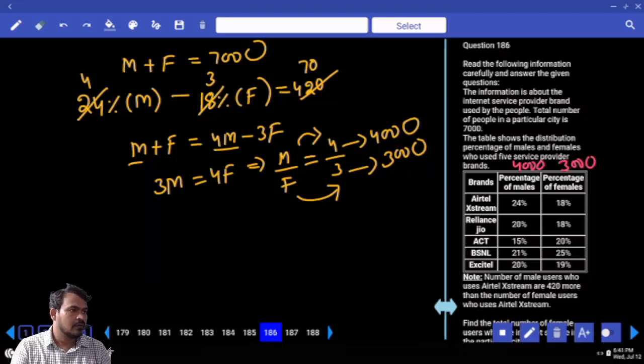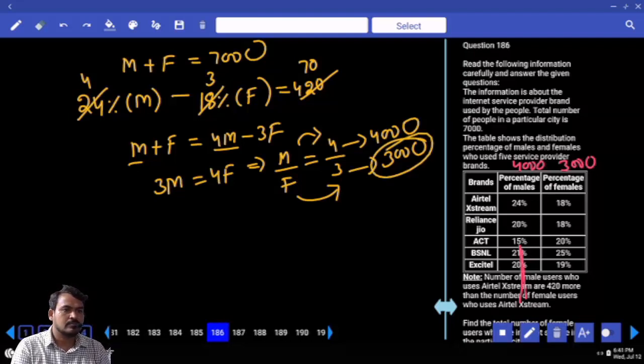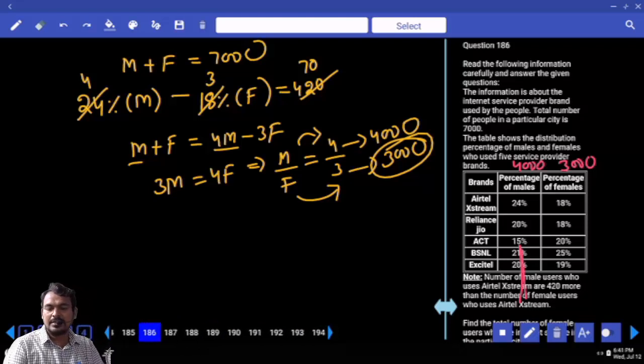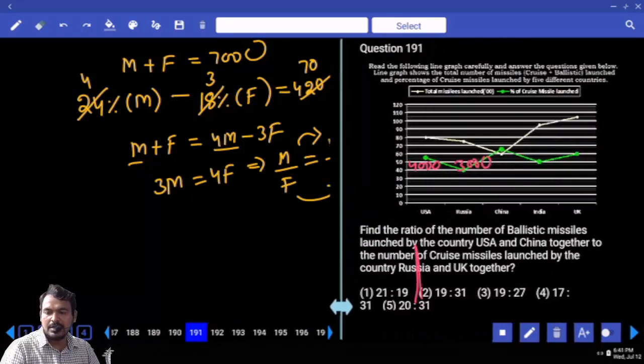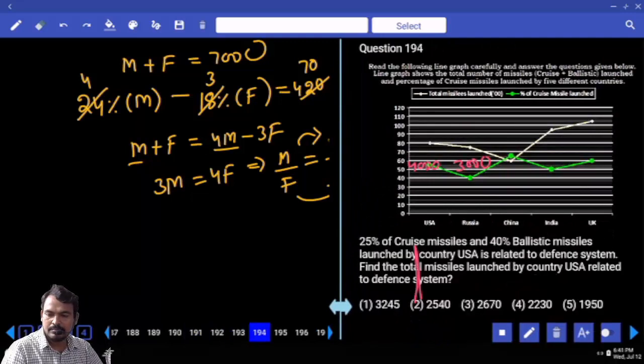Okay. What is the first question? Total number of female users in all the streams. What are the total females? 3,000. Male data is calculated on 4,000. Female data is calculated on 3,000. Next 191 to 195.